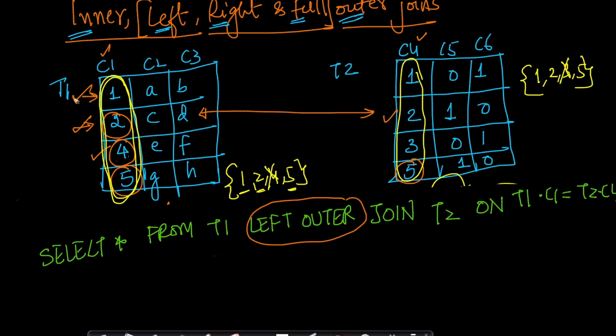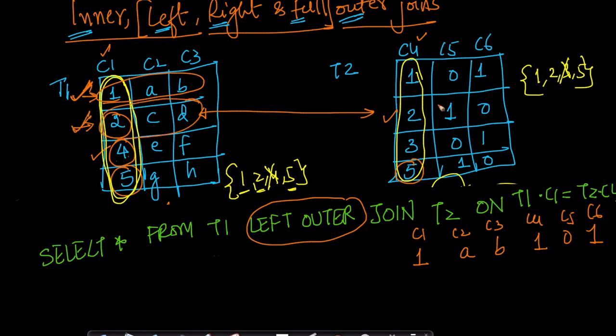In a left outer join, first I'll take this. Does this match with something? Yes, it matches with this. So I'll just write 1 A B 1 0 1. This is of course column 1, column 2, column 1, column 2, column 3, column 4, column 5, and column 6. Very simple, right? Because the 1 is present here. So till now it's behaving exactly like your inner join. Now let's look at 2. For 2, here again you have 2. So we get 2 C D 2 1 0.